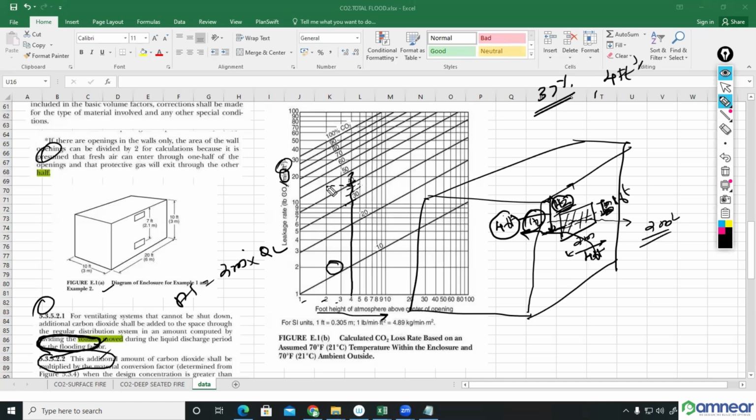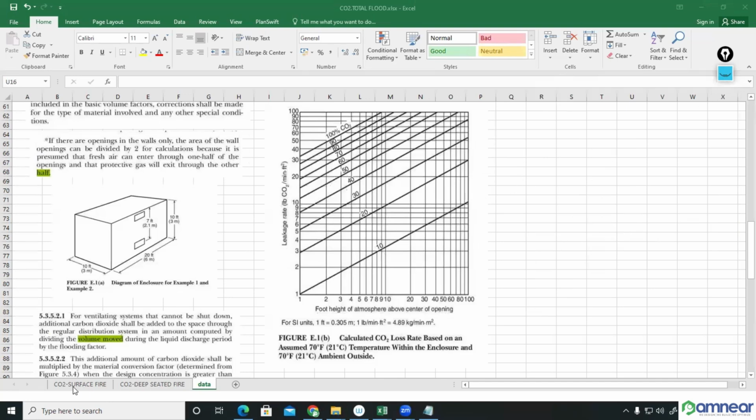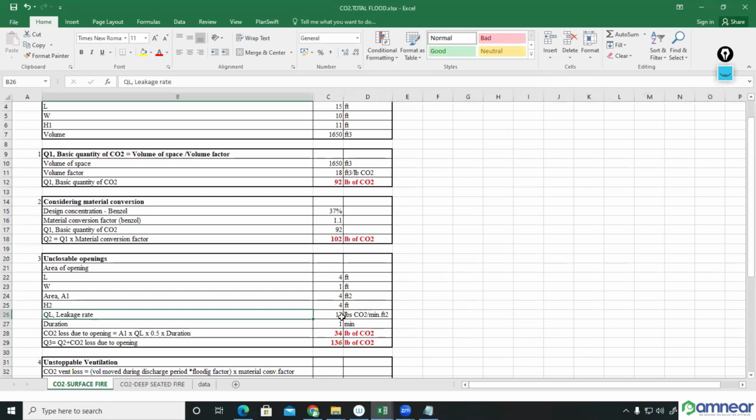So from this point, you can find that it will be between 10 pound of carbon dioxide and 20 pound. So in the middle you will be getting 15 pound, let's say 17 pound you can consider. 17 pound of carbon dioxide per minute per square feet you can see. Okay, 1 square feet. Let me select 17 pound, that is my leakage rate. 17 pound I have taken.